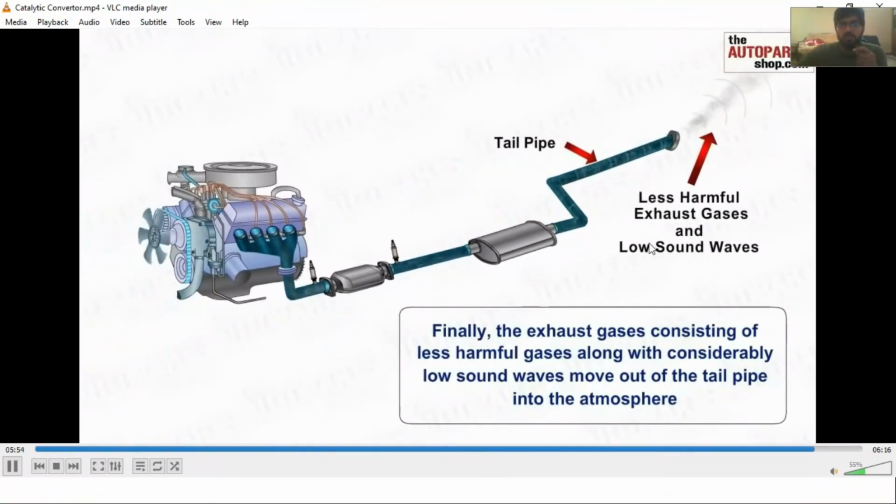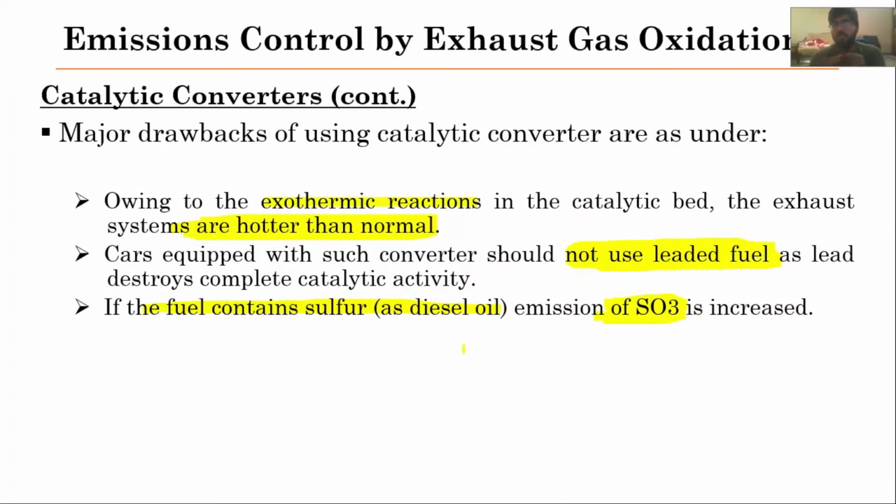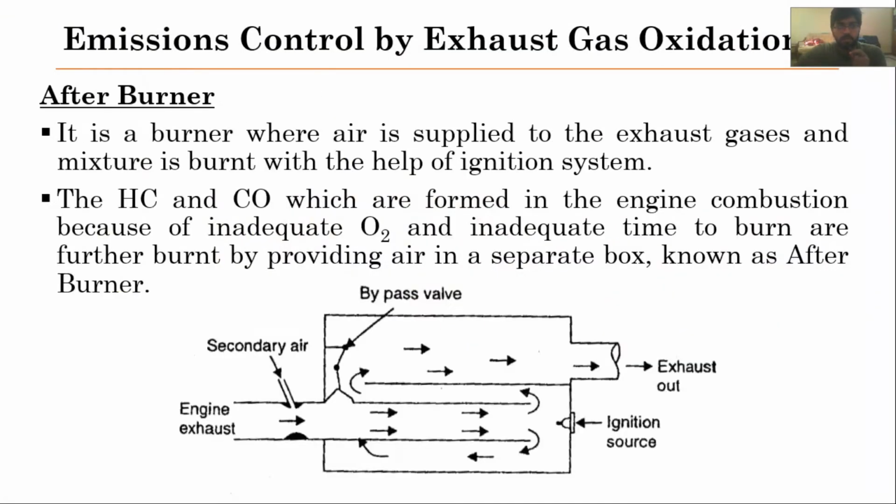So this is how our exhaust gas systems usually operate. Again, I hope you have a better idea regarding how these exhaust gas systems are operating, and how these thermal and catalytic converters are operating. Now moving forward towards the third component which is being employed, and that is the afterburner.